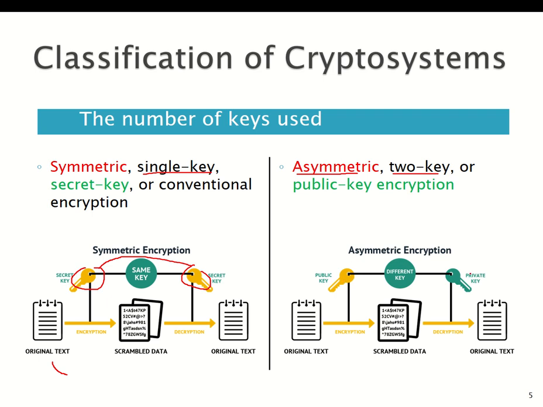You have a public key and a private key. Each one has a separate, different key. The encryption will be done with the public key, and the decryption will happen with the private key. So this is the classification based on the number of keys.